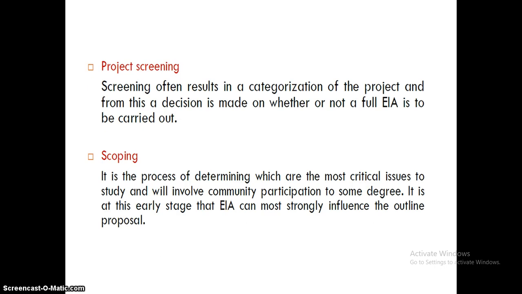Project screening. Screening often results in a categorization of the project, and from this a decision is made on whether or not a full EIA is to be carried out. Scoping. It is the process of determining which are the most critical issues to study and will involve community participation to some degree. It is at this early stage that EIA can most strongly influence the outline proposal.